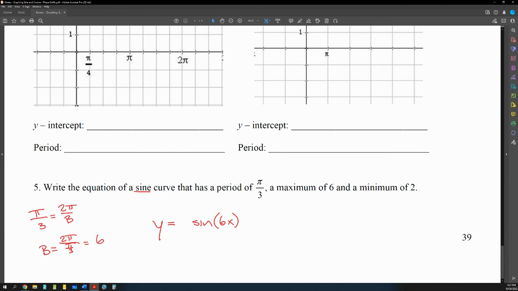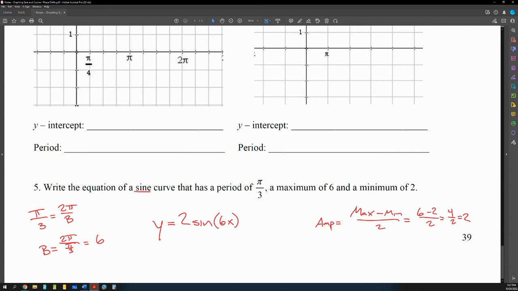Our maximum of 6 and minimum of 2. So we know that amplitude, we discussed, is 1/2 the difference of the max and min. So if we take our max of 6, we subtract our minimum and divide by 2, that's going to give us our amplitude. 6 minus 2 is 4 over 2 is 2. So that tells me that my amplitude, my a value out in front, is going to be 2.